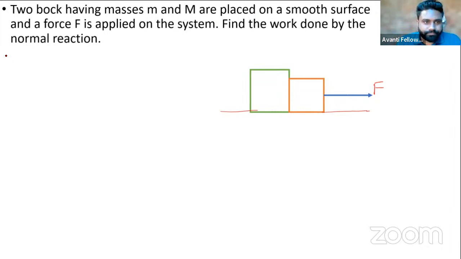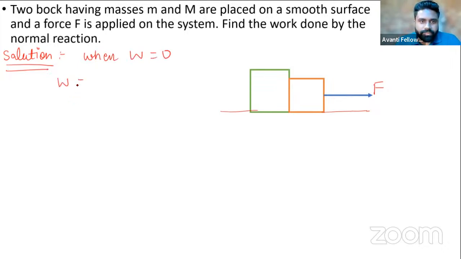Before starting that, I will also share some tips about work done. When can work done be 0? Work done is equal to F d cos theta. So work done is possibly 0 when there is no force acting on the system. If F is equal to 0, work done is 0.